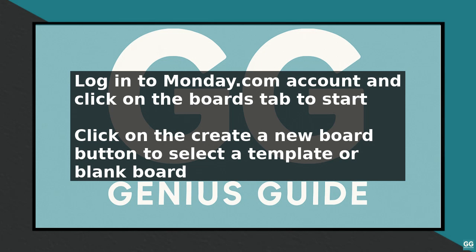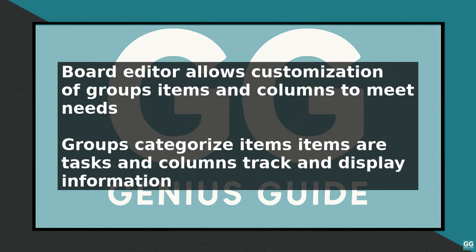Once you have selected your template, you will be taken to the board editor. The board editor is where you will customize your board to meet your specific needs. The board is made up of several key components, including groups, items, and columns. Groups are used to categorize items.